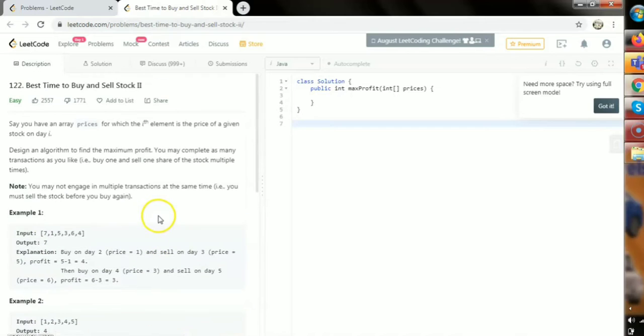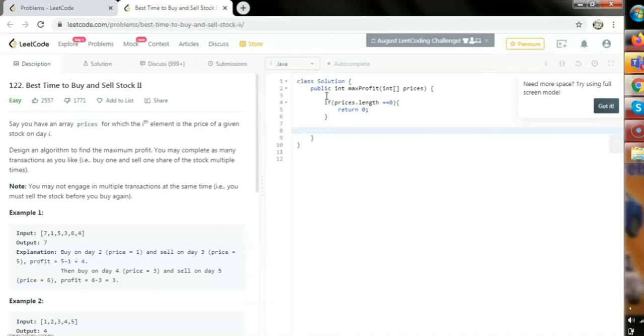Okay, let's start the implementation part. Let's start the solution. First of all, we need to check if this array is empty, then we just need to return 0. It means if we don't have any stock at that time.